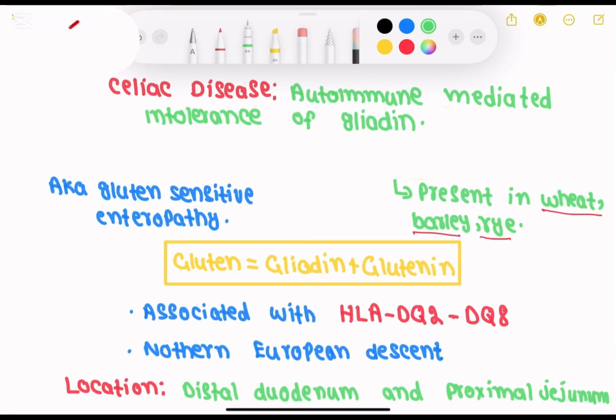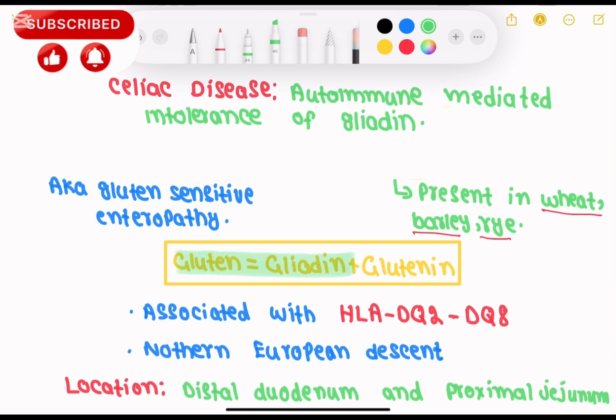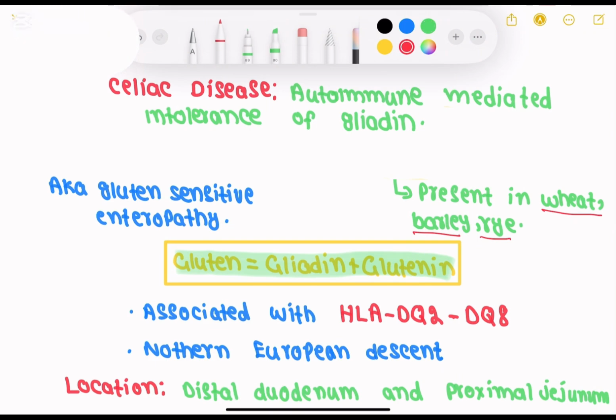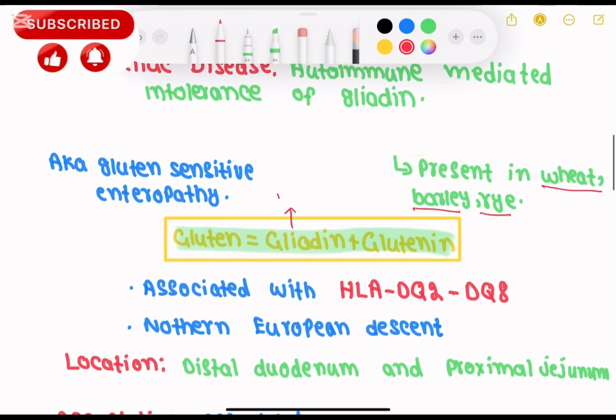We know about gluten. Gluten consists of two components, gliadin and glutenin. In this compound, gliadin is the immunogenic component. So the immunogenic component of gluten is gliadin.